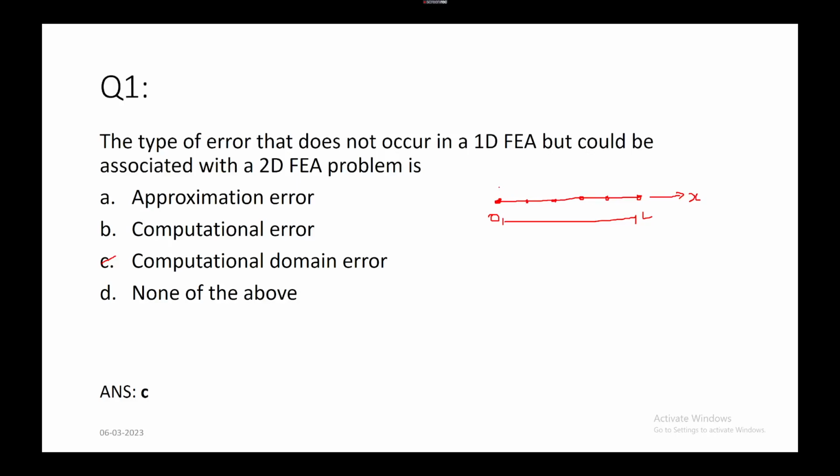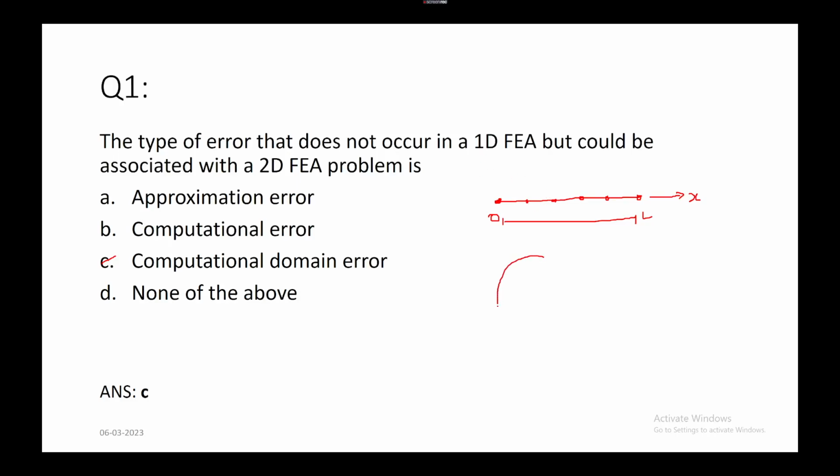There is no portion of the domain that is left uncovered. So 1, 2, 3, 4, 5 elements, and if I combine all the 5 elements, I get the domain 100%. So there is no domain error associated with one dimension.